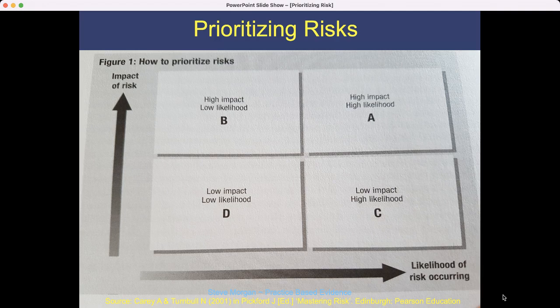How might you respond to quadrant C? There is clearly going to be a high likelihood of the risk occurring, but the impact remains low. We still need to pay attention, but the magnitude of the impact might not draw us in and concern us quite so much. Even with quadrant D, a low impact and low likelihood, we're still talking about risks. We don't ignore them, but clearly, in our order of priorities, that would take a lower level.